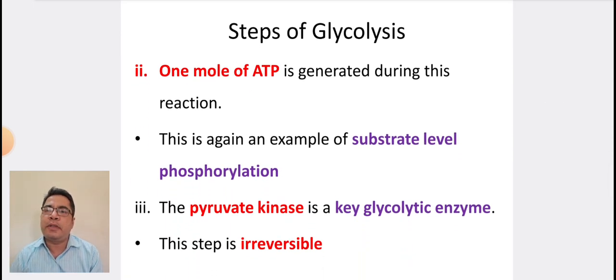1 mole of ATP is generated during this reaction. This is again an example of substrate level phosphorylation. The pyruvate kinase is a key glycolytic enzyme. This step is irreversible.